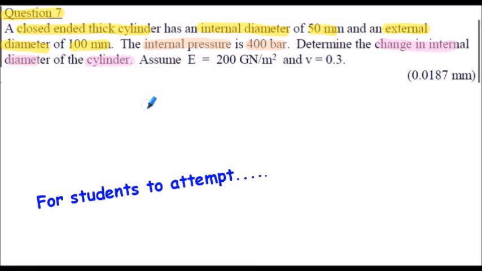We need to work out the diametrical hoop strain. We're given the E value for the material and the Poisson's ratio. The answer is shown in the bracket on the right hand side. I'll encourage you to stop the presentation and attempt this question.